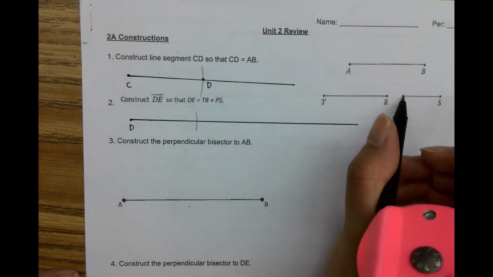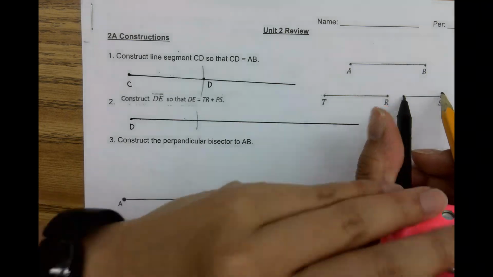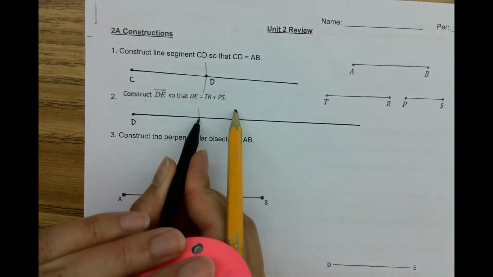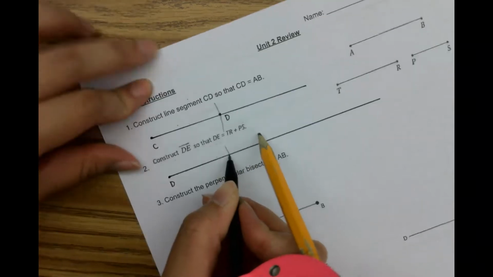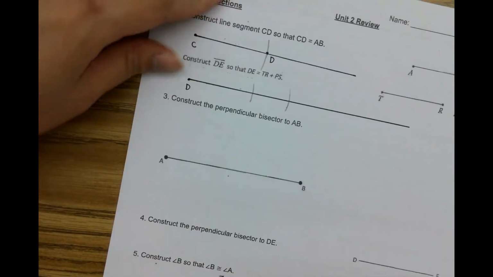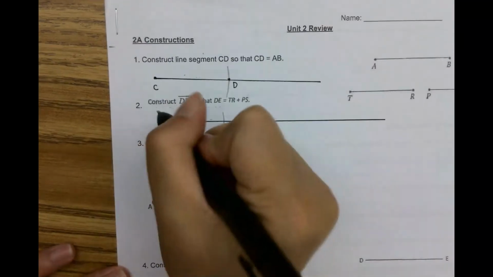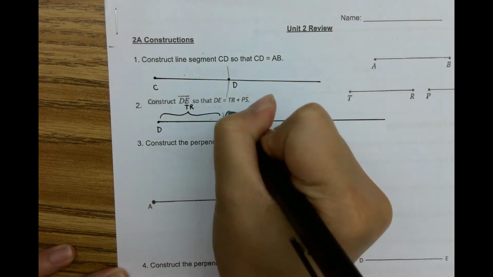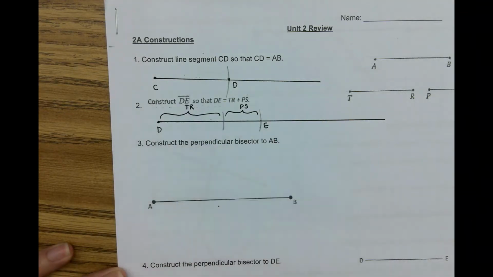So I'm going to measure how long PS is. Too short. Okay. There you go. Then from the end here, I'm going to make an arc. Okay. And there you are. And so this is where E would end. So this distance here is TR. This distance here is PS. So together TR plus PS will give me DE.